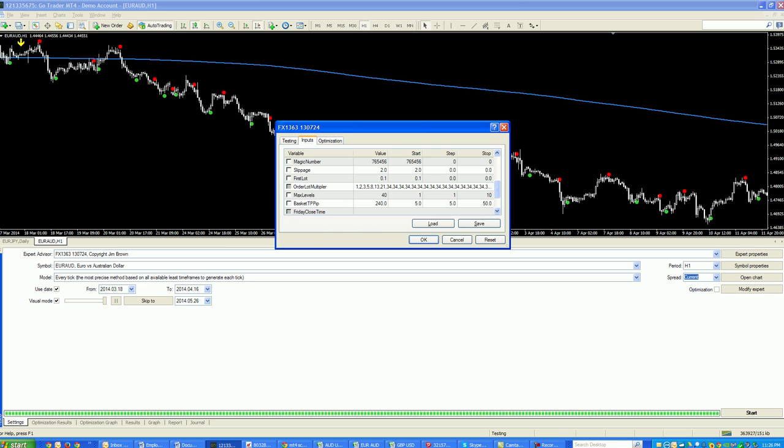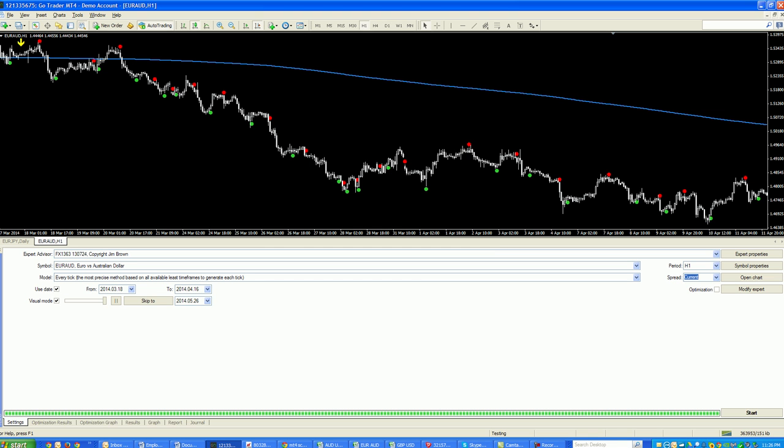First lot, you can see here 0.1, this is the initial lot. Then I've got my fib sequence 1, 2, 3, 5, 8, 13, 21, 34, then all these 34s. It'll go for 40 maximum trades. I've got my profit target of 240, so that's all you really need to know. Alright, so I'll put this on.